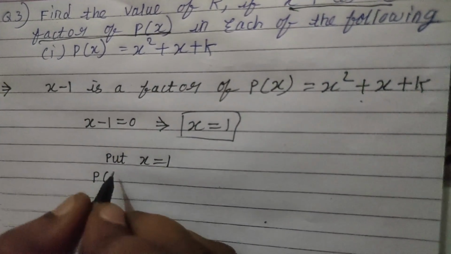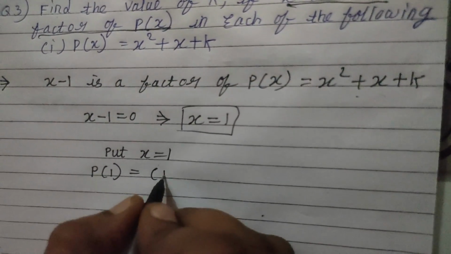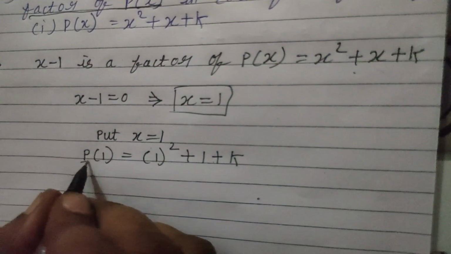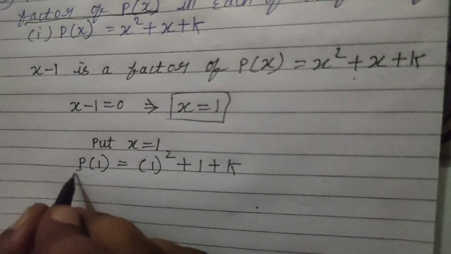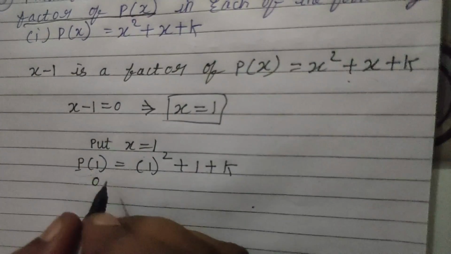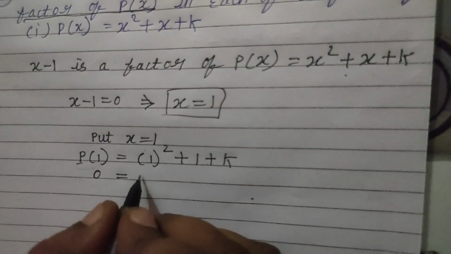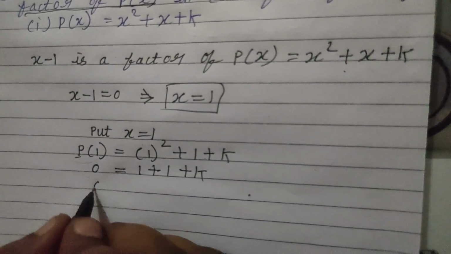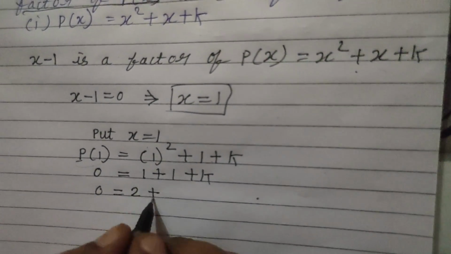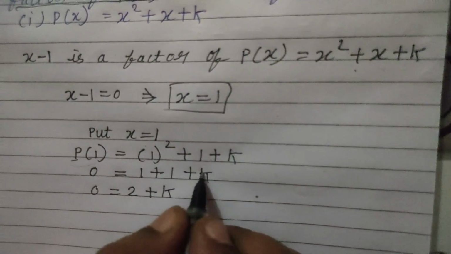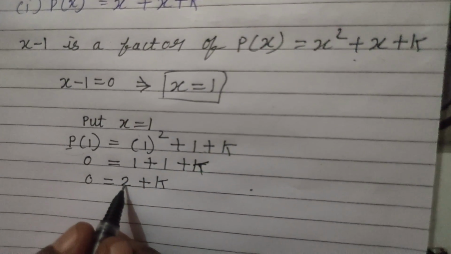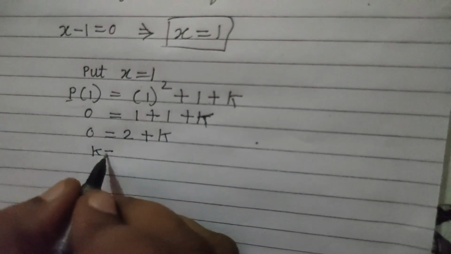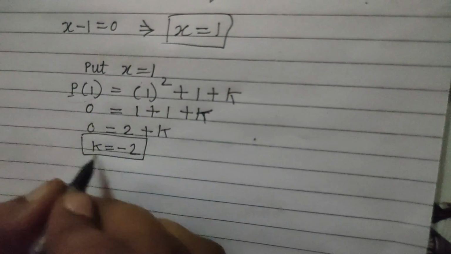So p of 1 equals x square, means 1 square, plus x, means 1, plus k. Here p of 1 will be 0, because x minus 1 is a factor. So it will be 0 here. 1 square will be 1 plus k. That is 0 equals 1 plus 1, 2, plus k. I want the k value. So this 2 I will transpose, so it will become minus 2. So k value will be minus 2.